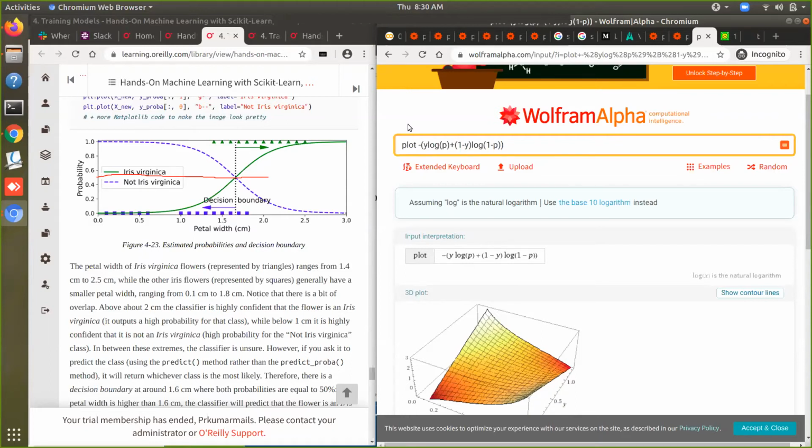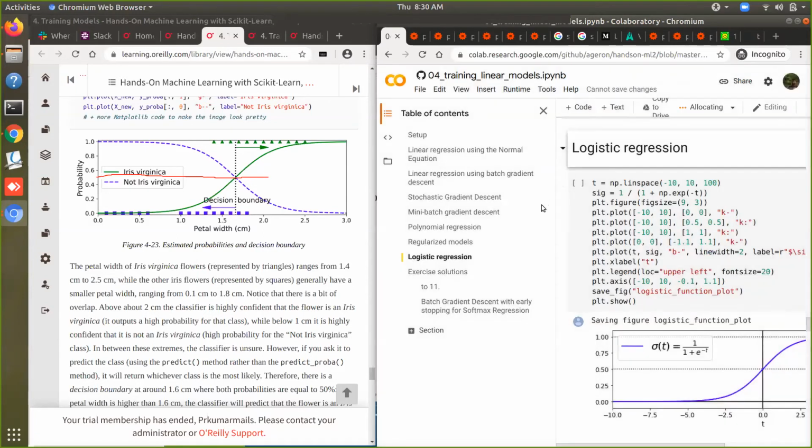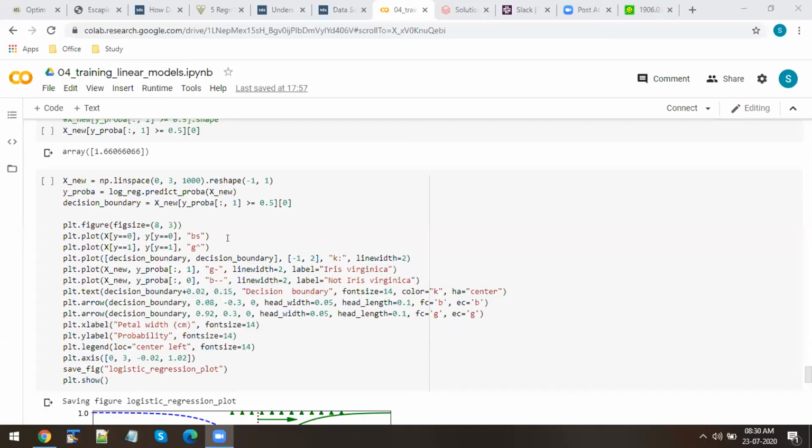Can I quickly share the screen for a moment? Yes, please. Okay, thanks. So if you go through the notebook that is associated with this chapter, you can see my screen, right? Yes.